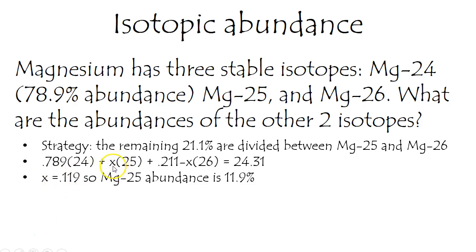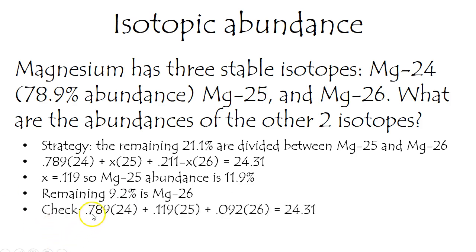See that right there? That means that it is the abundance of magnesium 25. That's 11.9%. If you add the 78.9% to the 11.9%, you'll see that what remains is 9.2%. That must be magnesium 26. Having done all that, you might not be convinced you're right, so it helps to always check. So 78.9% at 24 and 0.119, that's 11.9% at 25. The rest at 26 does add up to 24.31, and that shows you how that total mass is divided up amongst its 3 isotopes.